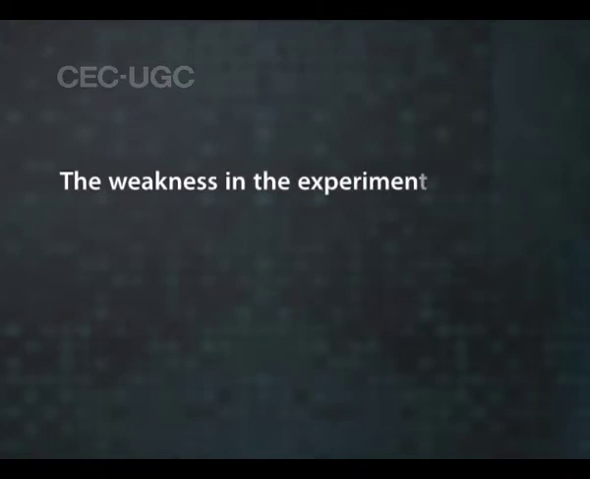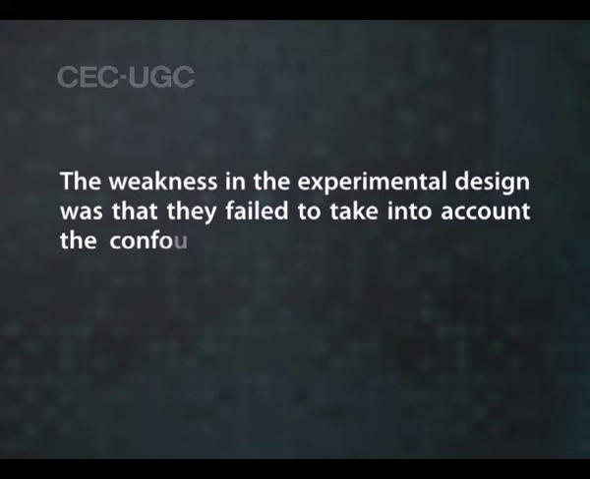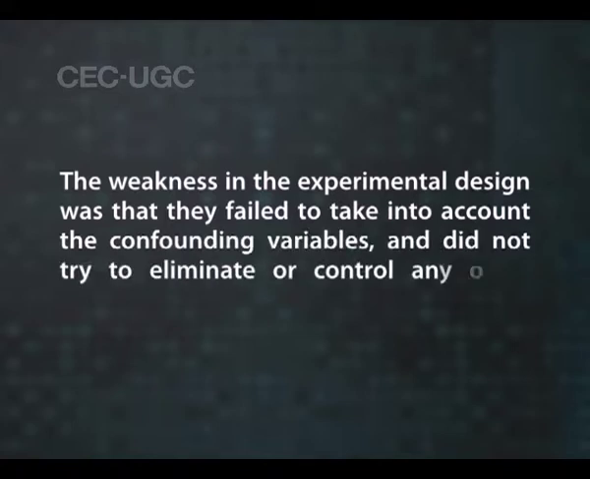Unfortunately, when the researchers do a cross-check with their peers, the results are ripped apart because their peers live just as long. Maybe there is another factor not measured that influences both drinking and living age. The weakness in the experimental design was that they failed to take into account the confounding variables and did not try to eliminate or control any other factors.